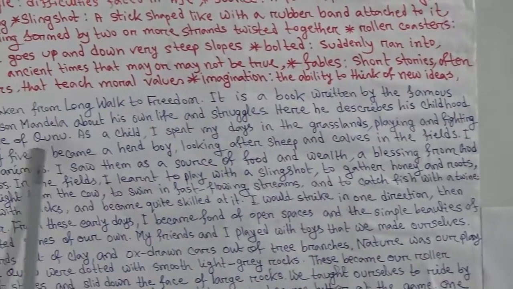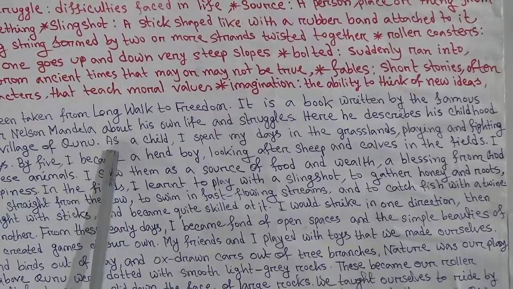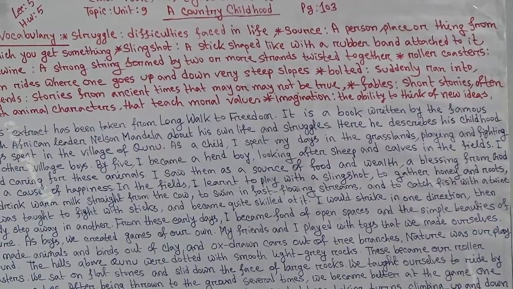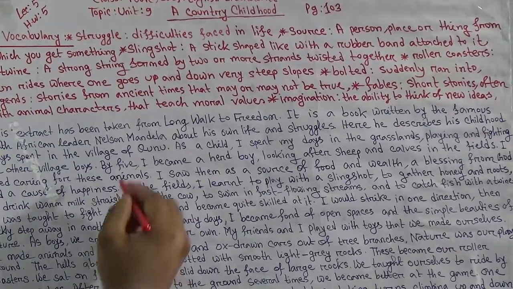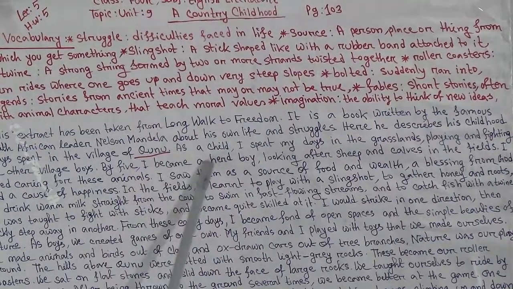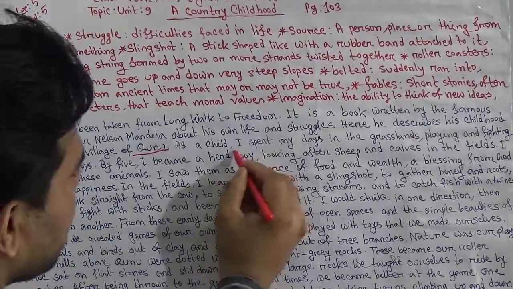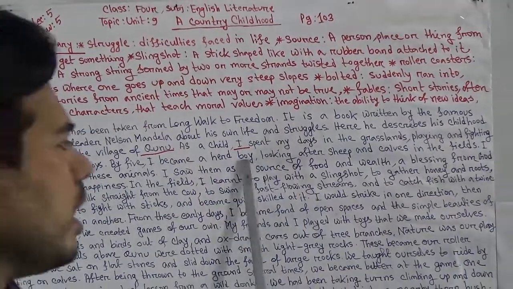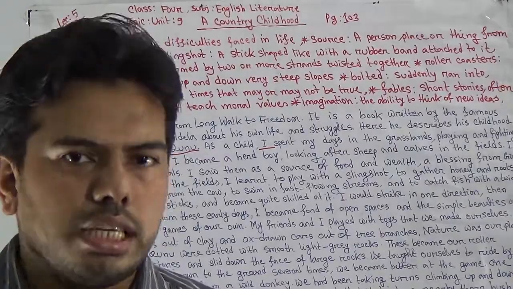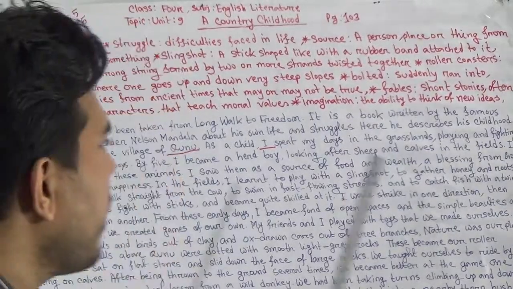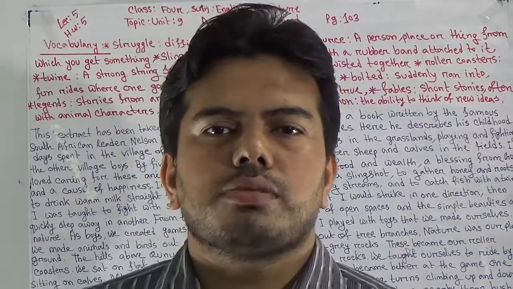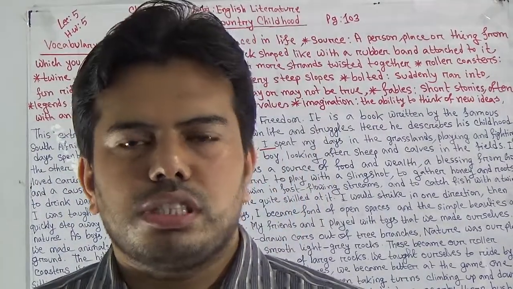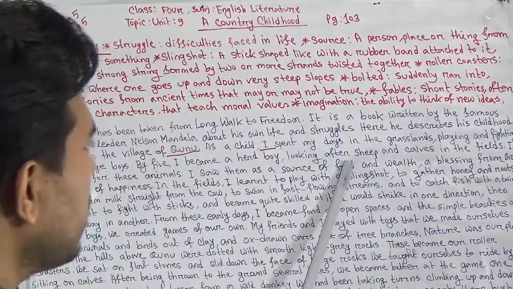Here he describes his childhood days spent in the village. Underline this information. This village name should be mentioned here and underlined here. As a child, "I" refers to Nelson Mandela. Nelson Mandela himself is telling his boyhood stories to us. Okay, I spent my days in the grasslands. Grasslands means an open space, open fields which are covered with green grass.